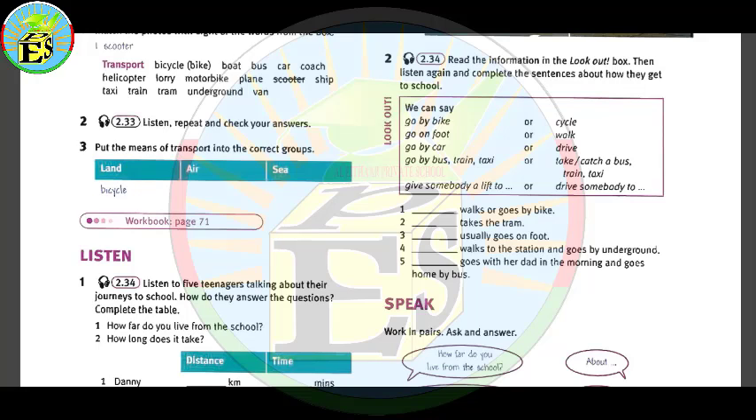5. Joe. How far do you live from the school? About 4 kilometres. How do you get to school? I go by underground. How long does it take? It takes 5 minutes to walk to the station, 10 minutes on the train, and another 5 minutes from the station to the school.